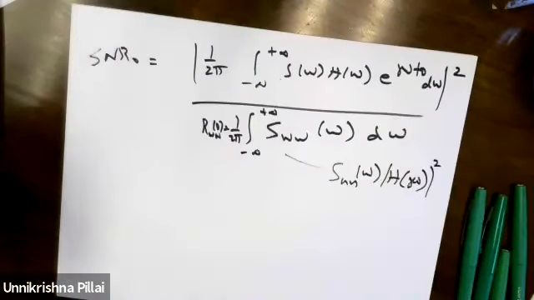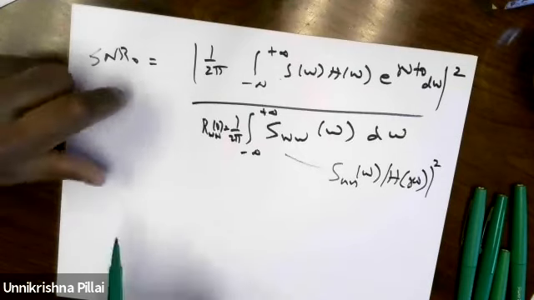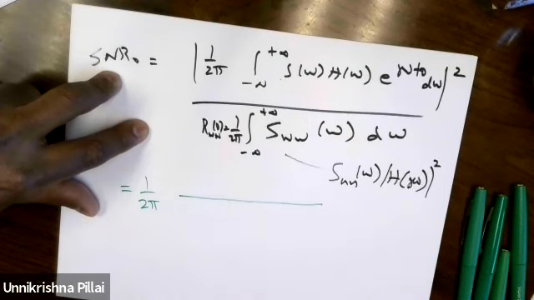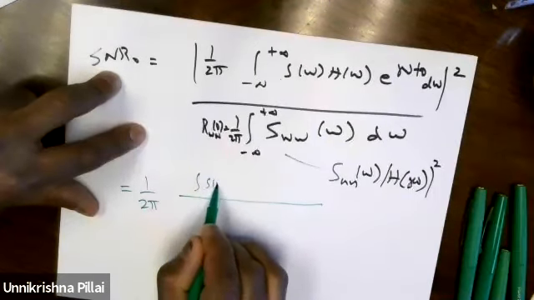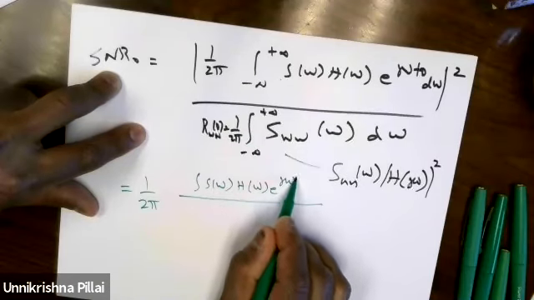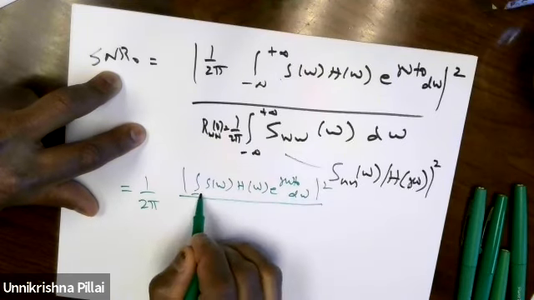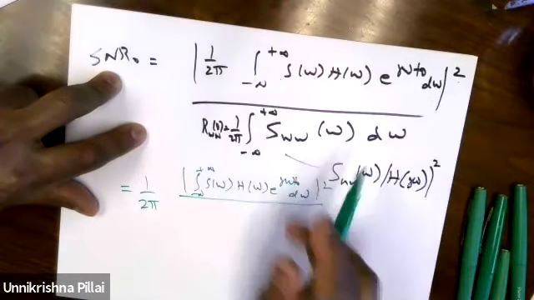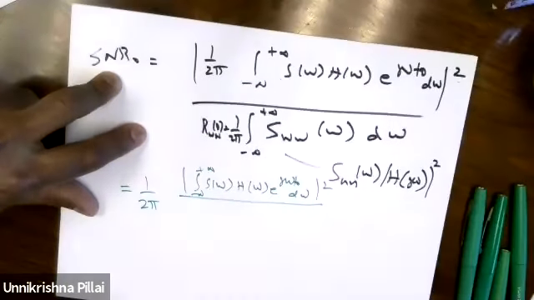So this will turn out to be 1 over 2 pi, integral of S(omega) H(omega) e to the power j omega t0 d omega, squared. Remember, the square is only there to make it power over power. Otherwise, it would be voltage divided by power.